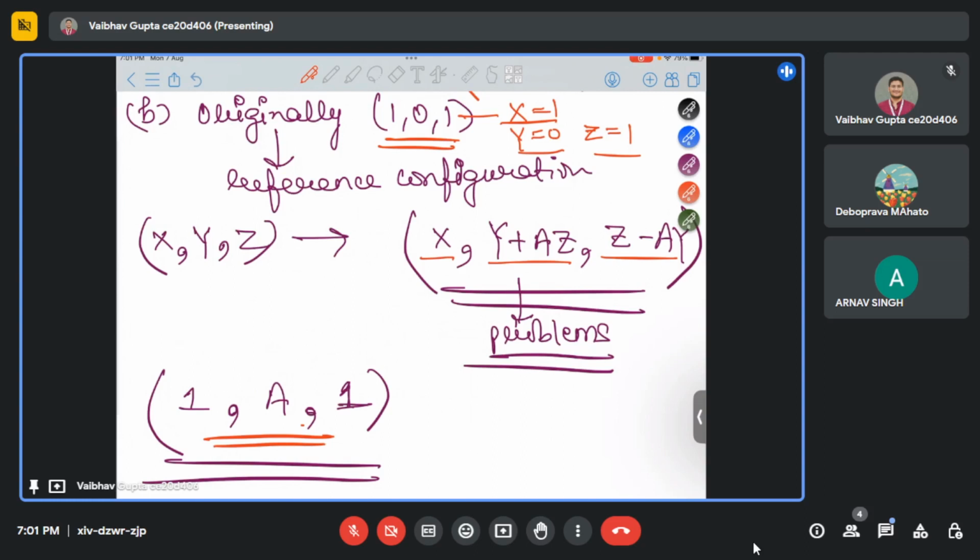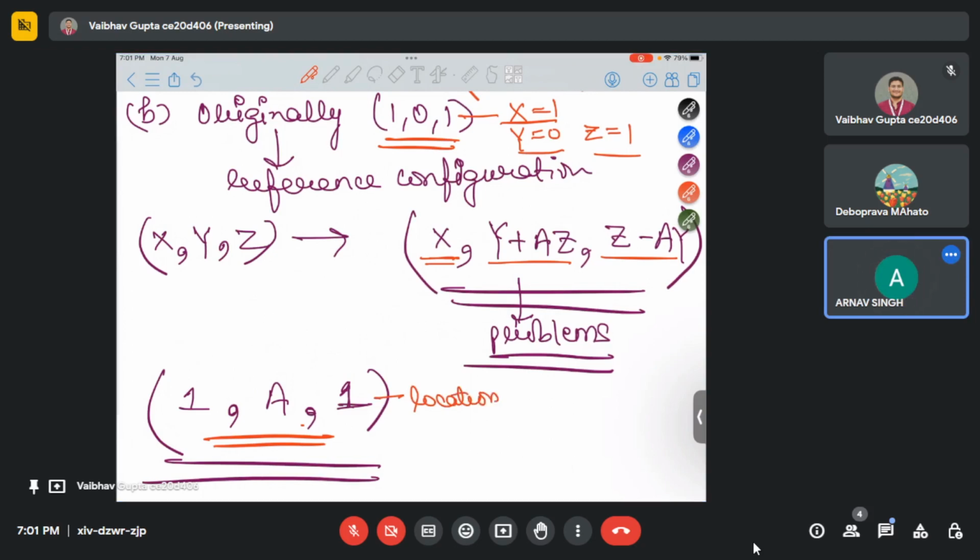Okay. So in reference configuration, my particles x, y, z are respectively X, capital Y plus AZ and capital Z minus AY. So now I put the values of capital X, capital Y, capital Z and find out the location. Got it?